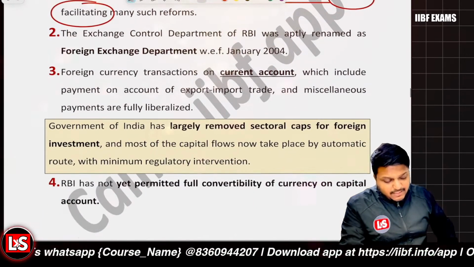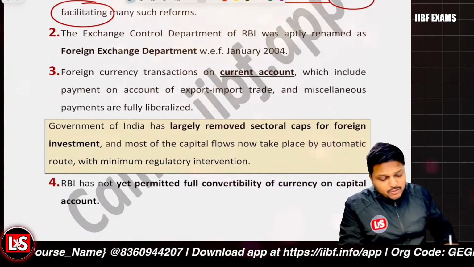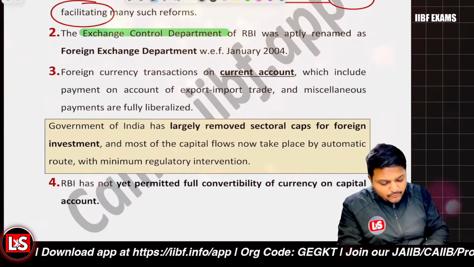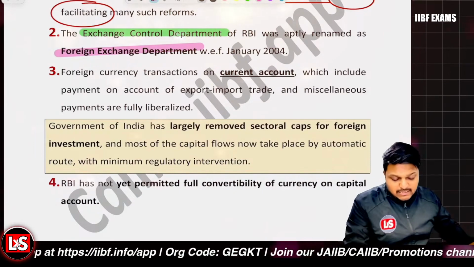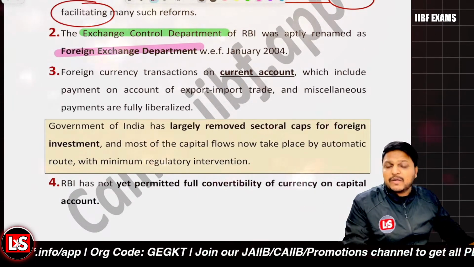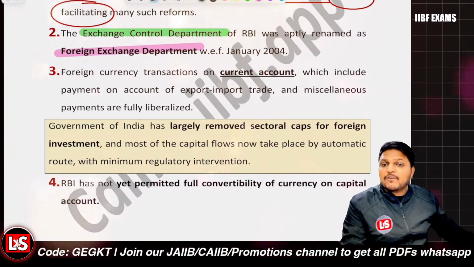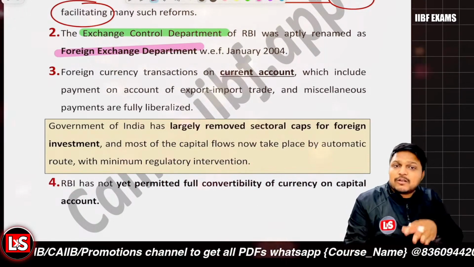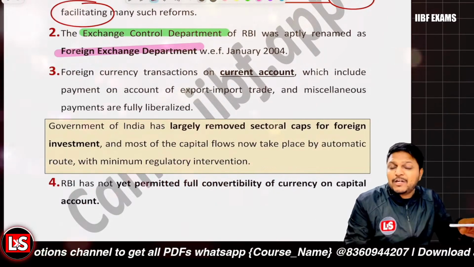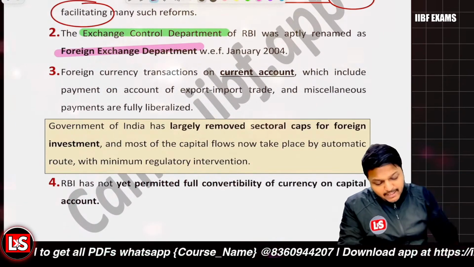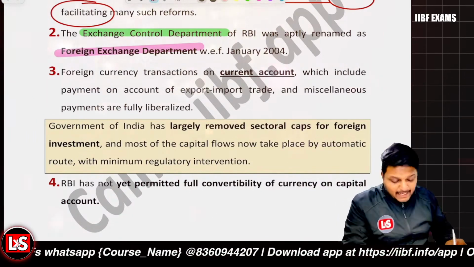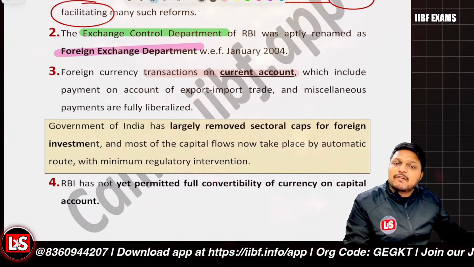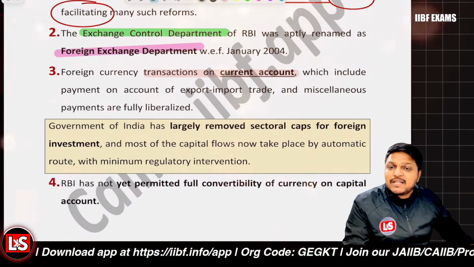Further, the renaming was done: the exchange control department, which was there, was renamed to the foreign exchange department. Previously it was ECD, the exchange control department, but now it is FED, the foreign exchange department, right? Previously it was control based regulation, but now it is management related to exchange transactions. And further, it's about the liberalization of current account transactions. Now the current account transactions are fully convertible, that is, largely liberalized.